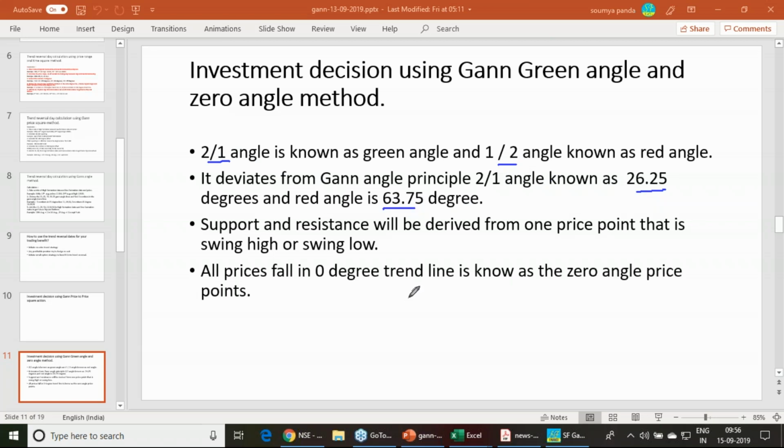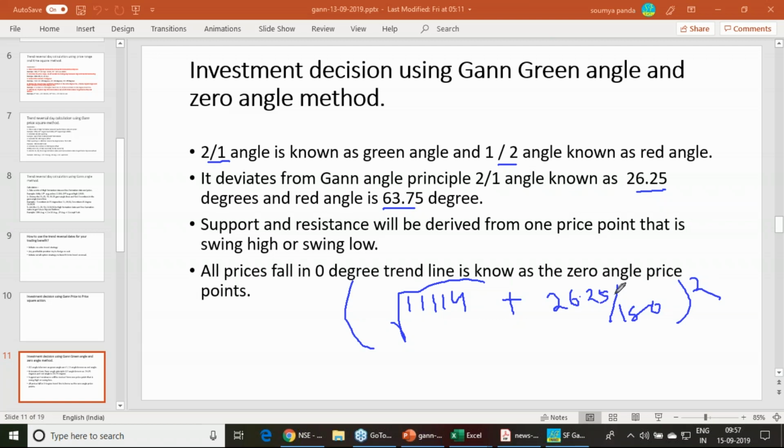So here, suppose Nifty is at 11,114. If I want to use the green angle, I will take the square root of this, for investment purpose, not for intraday. Add it with the 26.25 factor, and divide by 180. Net result, you take a whole square. So if you take these things, what will be the result?